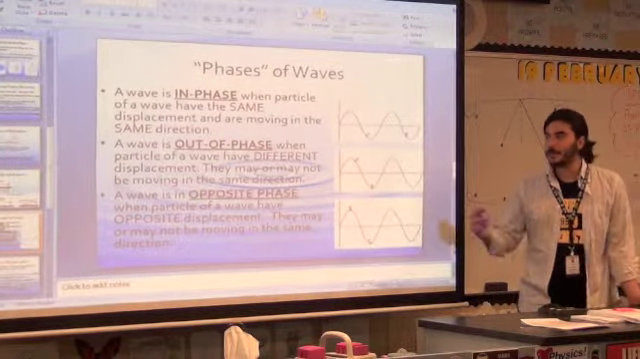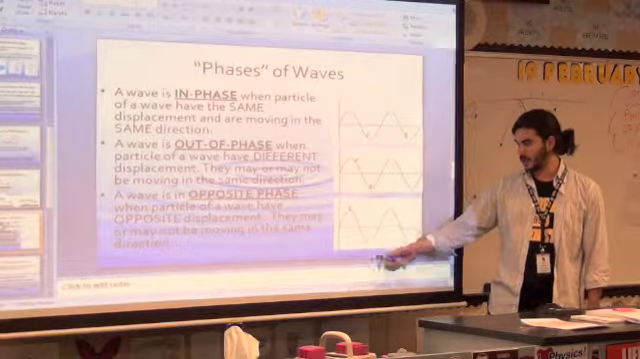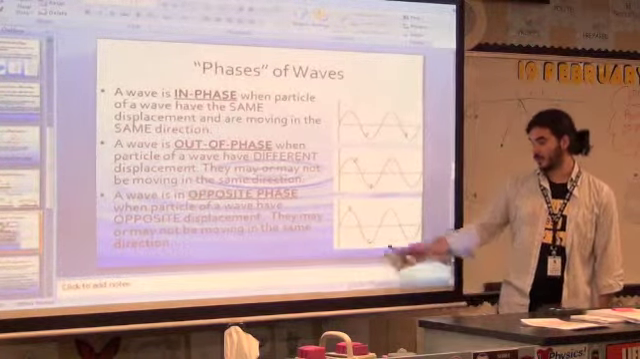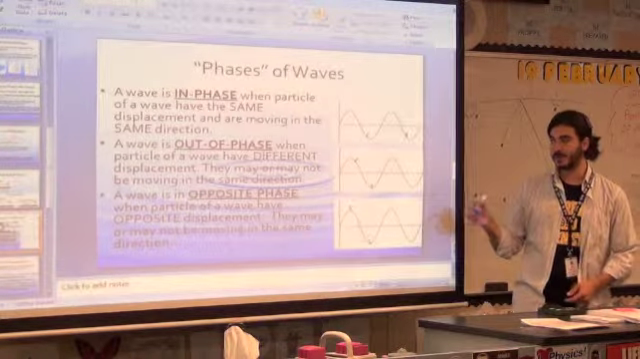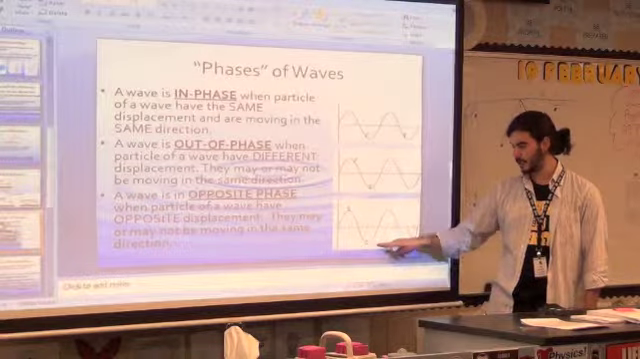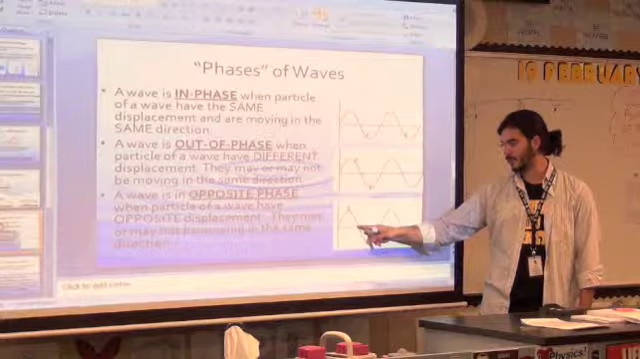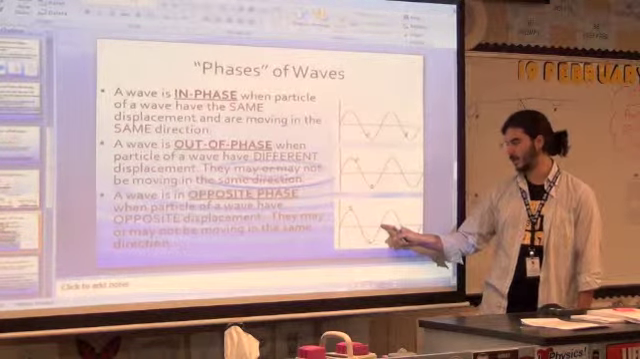A wave is in opposite phase when they are at the exact opposite spots, when you have one at a peak and one at a trough, or one at a trough and one at a peak. Those ones may or may not be moving in the same direction, because right now this one's instantaneous velocity is in that direction, as is this one. But once this one moves to here, its instantaneous velocity will be this way, and this one's over here and will be that one.